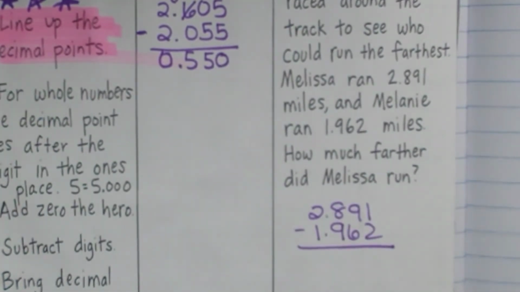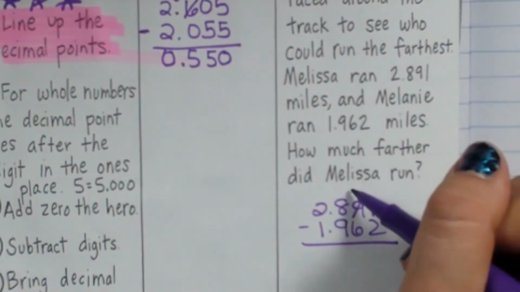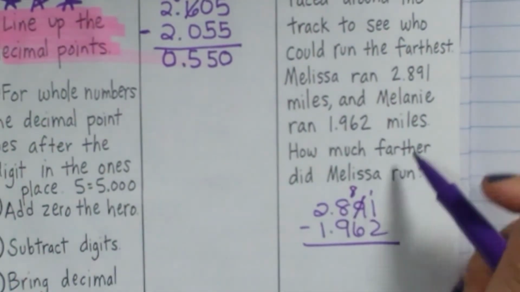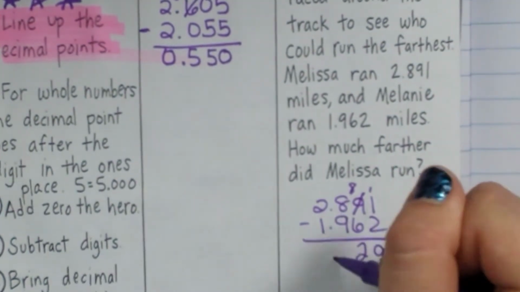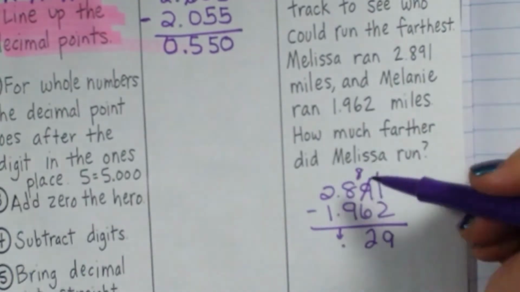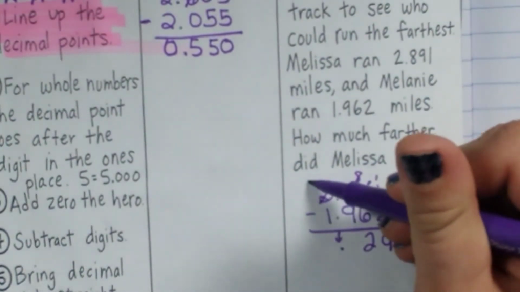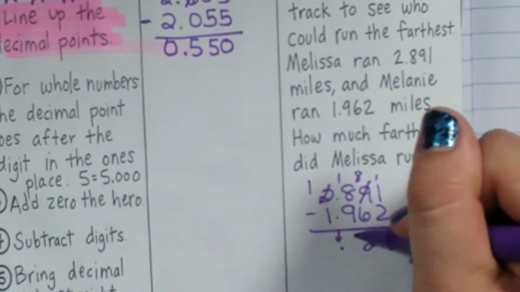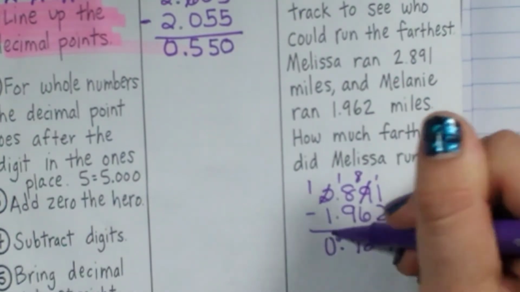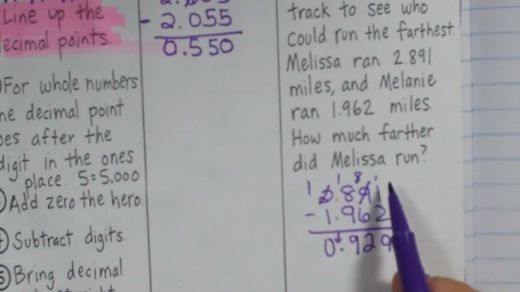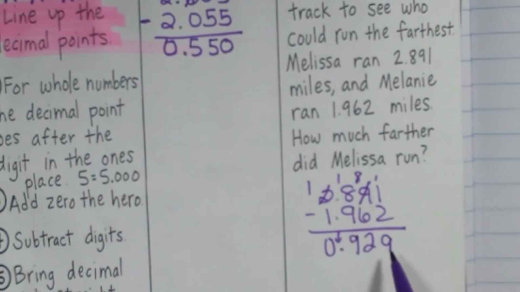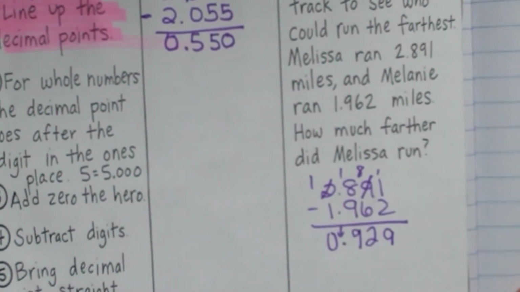Okay. I have to borrow, go next door. Hey neighbor, can I have some sugar? Oh, bring down the decimal point. Have to go next door. Hey neighbor, I need some sugar. And that would be our answer. Okay, and I checked it.